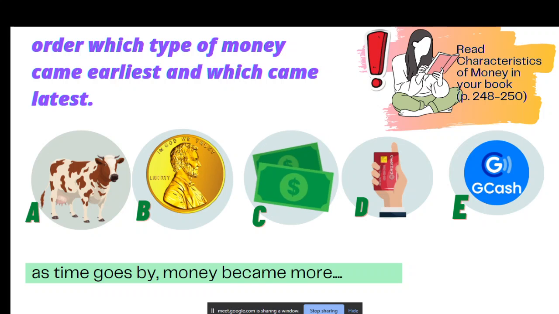So what is the difficulty when this is the money we use? What could be a difficult thing if you use cows and animals as a type of medium of exchange? What could be the problems that could happen?